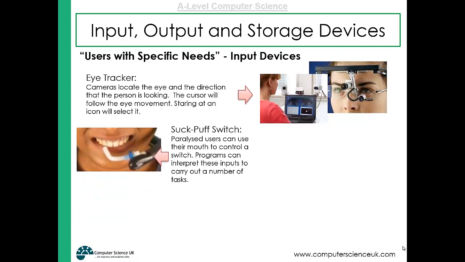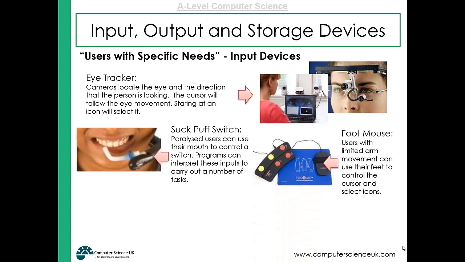Paralyzed users might use a suck puff switch. So they can use their mouth to control a switch. Programs can interpret these inputs to carry out tasks. Users with limited arm movement can use a foot mouse, very similar to a normal mouse that you'd use with a hand, but used with a foot.